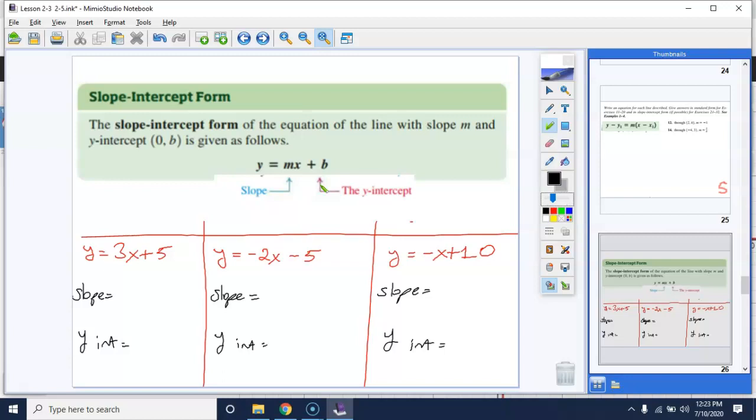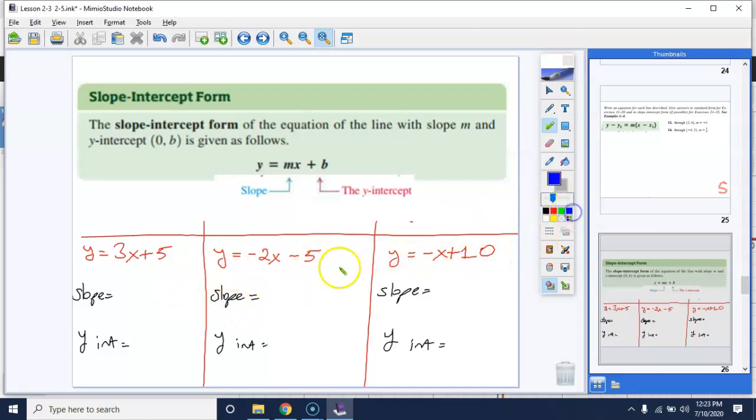So the next form is slope-intercept form. Slope-intercept form is y equals mx plus b. It's called slope-intercept form because you can see clearly and easily the slope and the y-intercept. So this m is your slope and this number is your y-intercept. Let's have a look at a few examples here.